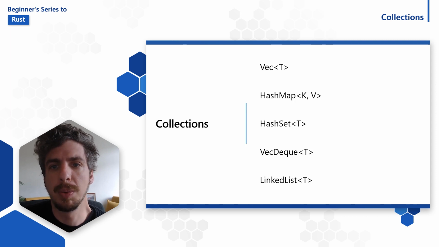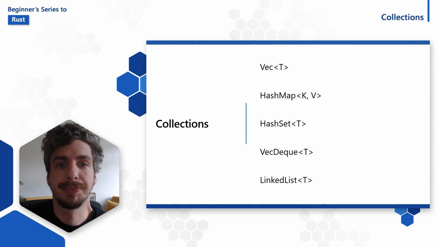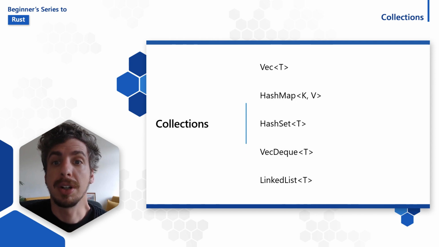Lastly, there's LinkedList, which is a doubly linked list. Linked lists are much less often used in Rust than in other languages like C, so I'm only mentioning it for completeness' sake. There are other collections in the Rust standard library. Make sure to check out the docs to learn more about them.